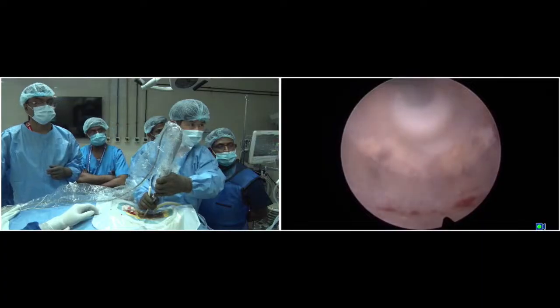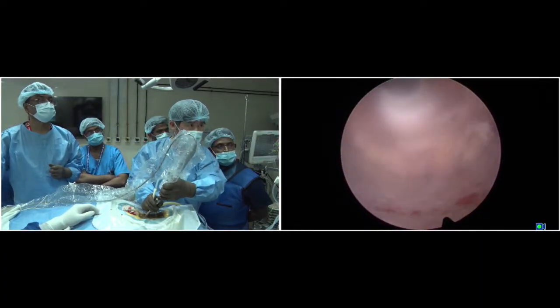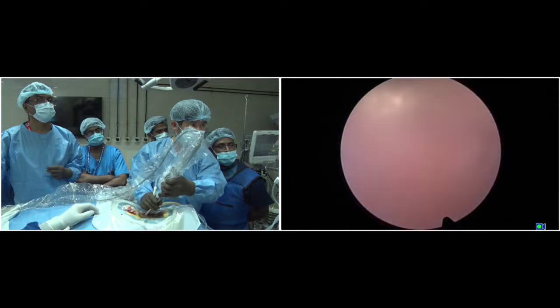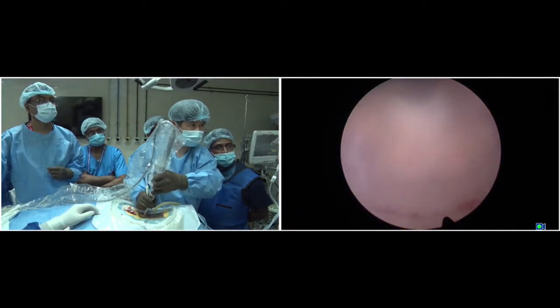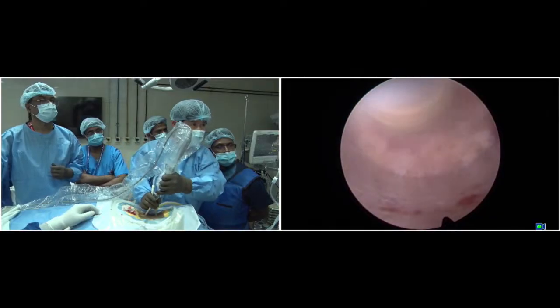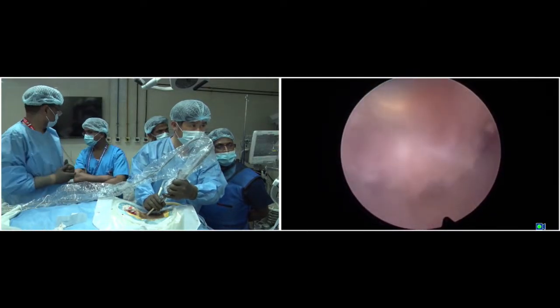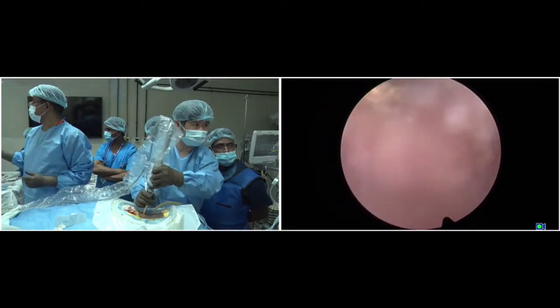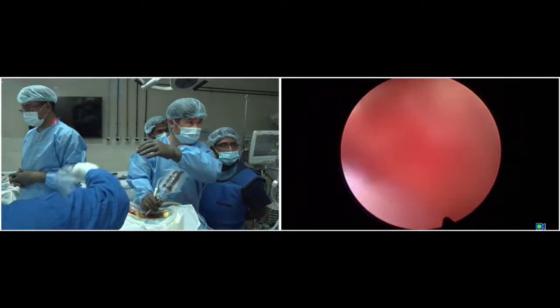Who is part of whose bone you are drilling? We are still finding the facet area. We don't know yet. I'm not finding the anatomy. Okay, we are finding the gap. I'm still not finding the correct anatomy. Please wait. Okay.